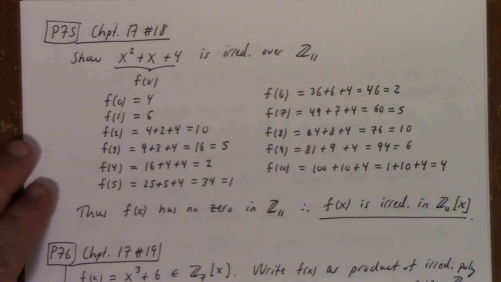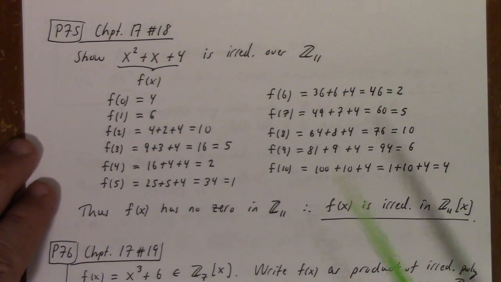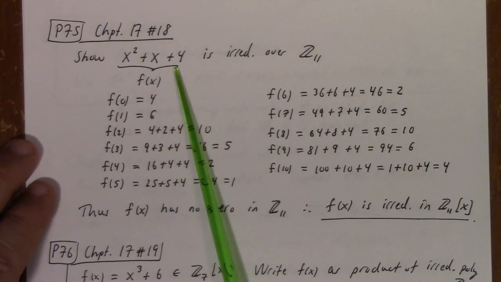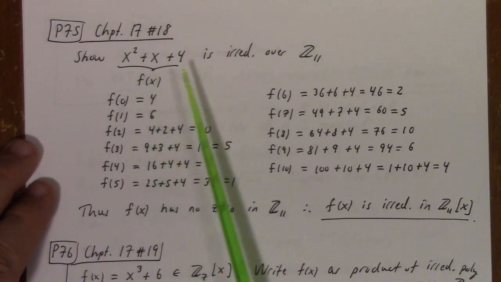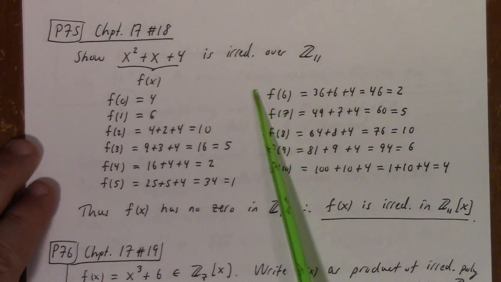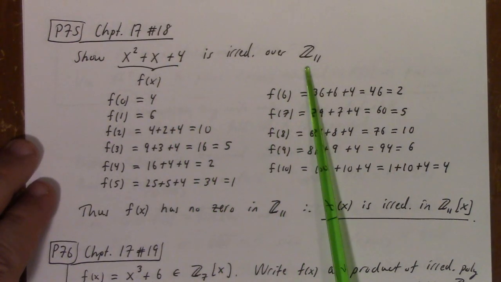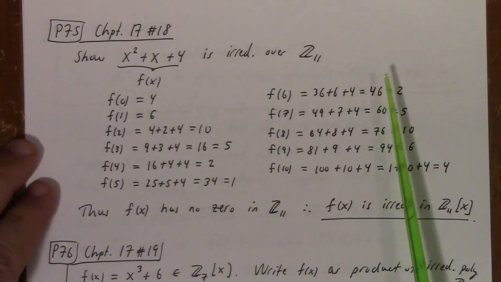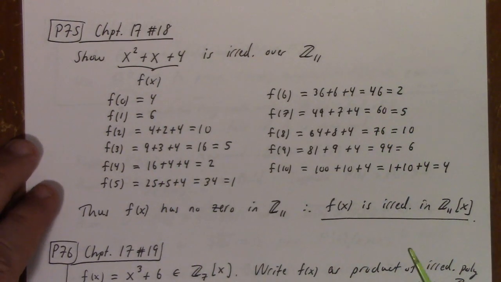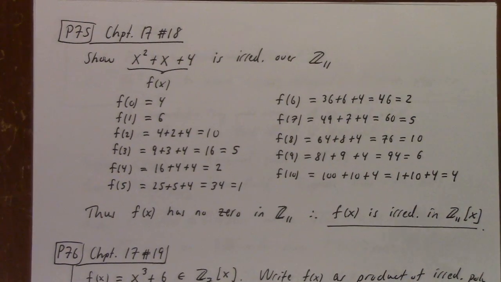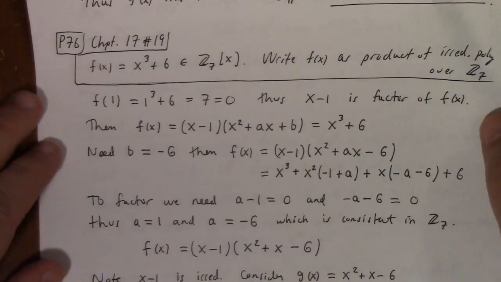So here's problem 75. To show that this is irreducible, it's a quadratic, right? So if you can show it has no zeros, that proves irreducibility. We have a theorem. And so how do you show there's no zeros over Z11? Well, check them. So you got 11, you just plug them in. Hey, no zeros. So it's irreducible. Happy day.